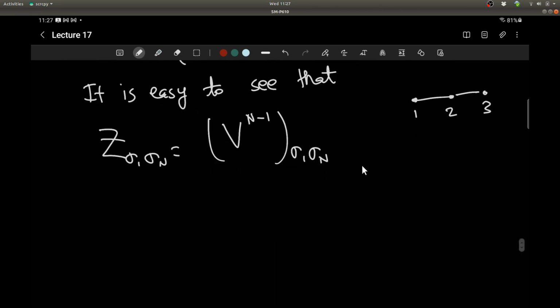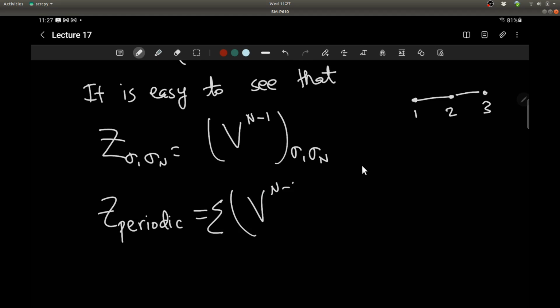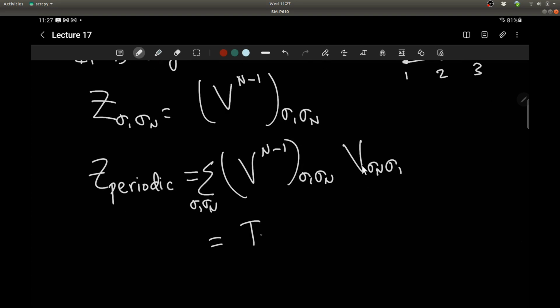Now comes the interesting part. What about periodic boundary conditions? We add one more bond, and that bond will give us one more V. So it's the summation over V n minus 1 of sigma 1 sigma n, times V of sigma n sigma 1, summed over all of them. What is this? Row times column, it becomes V power n of sigma 1 sigma 1, and summing over sigma 1 makes it a trace. Is this clear? These are our solutions for b equal to 0. Are there any questions or comments?